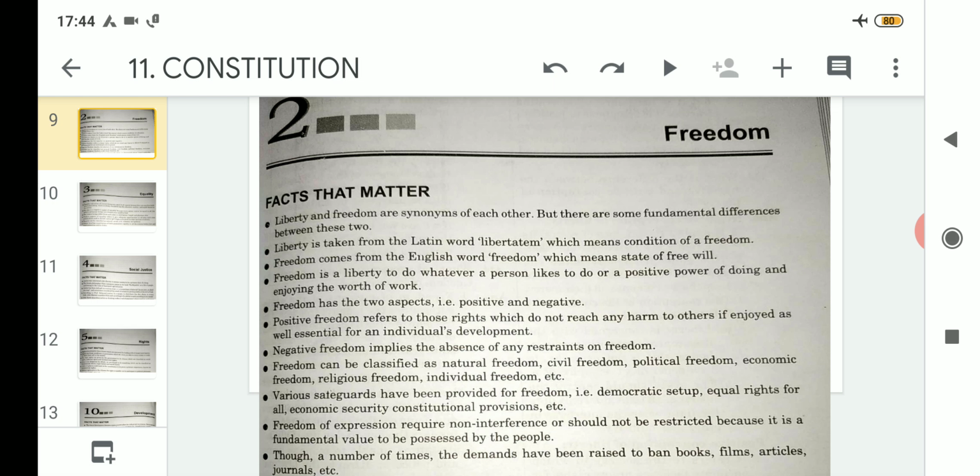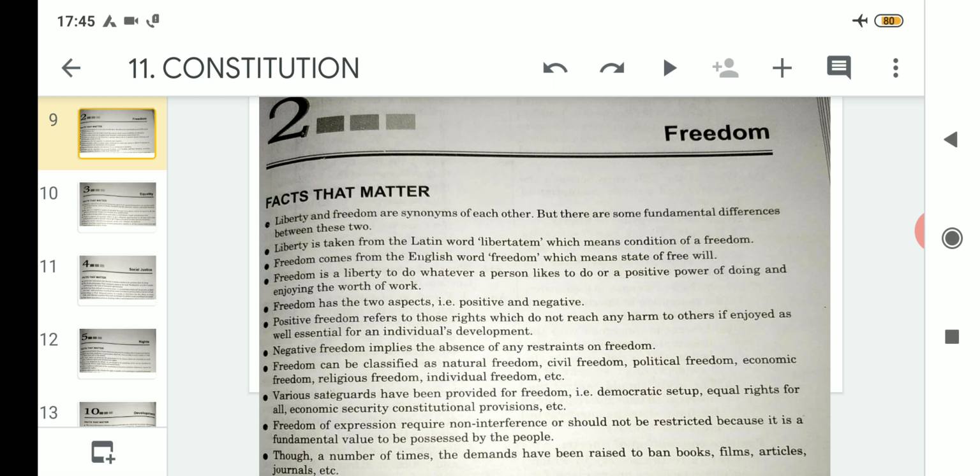After that, freedom of expression requires non-interference, or should not be restricted, because it is a fundamental value to be possessed by the people. So one more important thing related to freedom is our expression, which is also known as the freedom of expression. That means what we want to express, what we want to talk about, anything that we are feeling positive or negative about, we need to express that. And this freedom of expression requires non-interference. That means everyone has the right to freedom of expression, and it should not be interfered with by anyone.